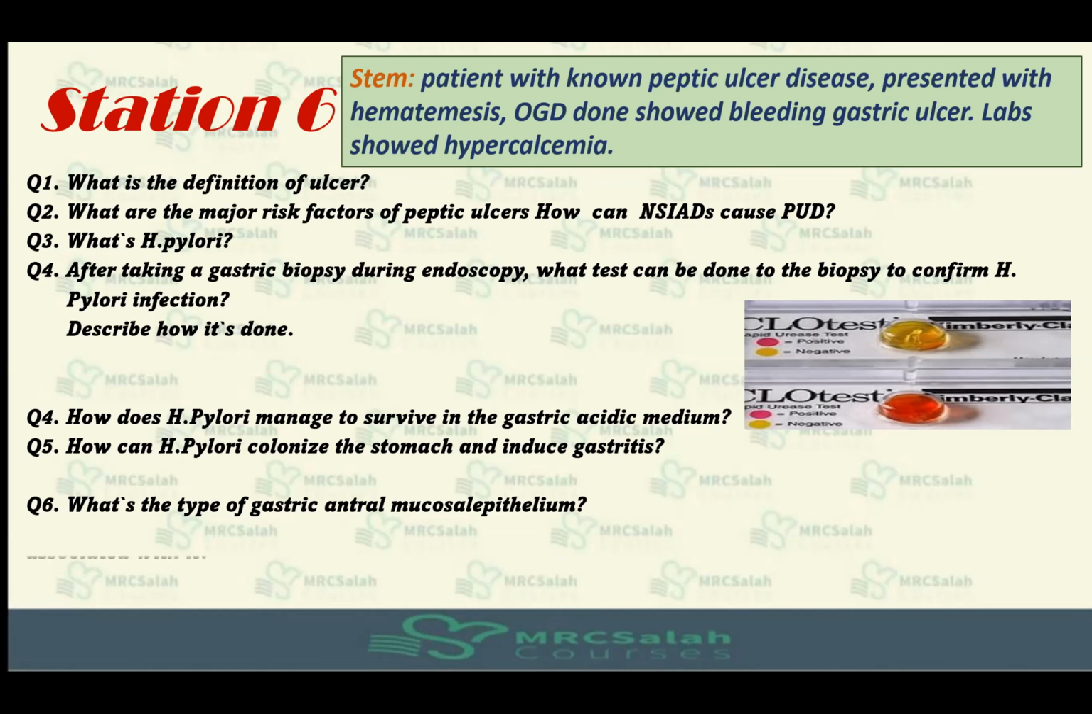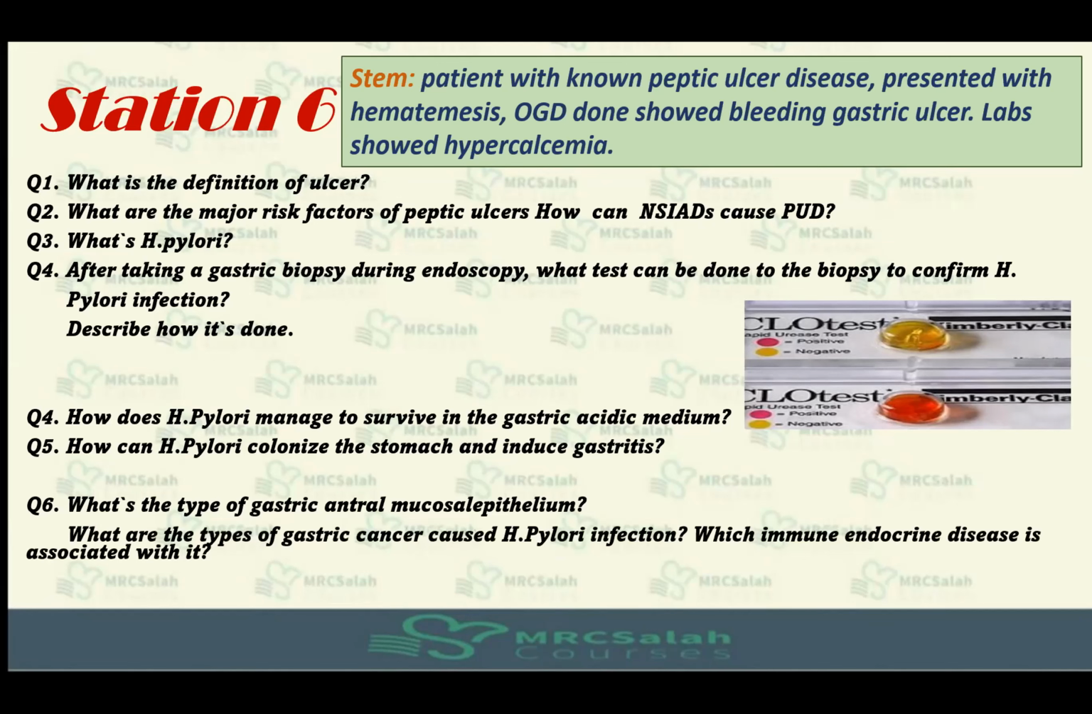Yes, perfect. What are the types of gastric cancer caused by H. pylori infection? Adenocarcinoma. Yes. What else? Mucosal associated lymphoid tissue tumor. Yes, or maltoma. Which immune endocrine disease is associated with that? Hashimoto's thyroiditis. Perfect.